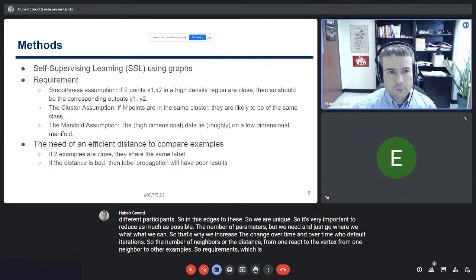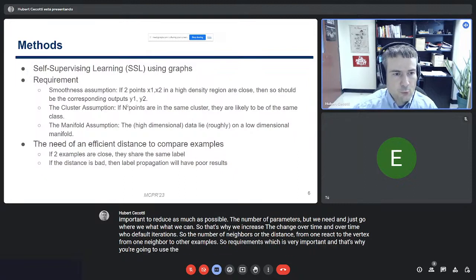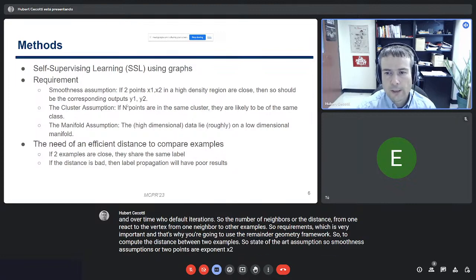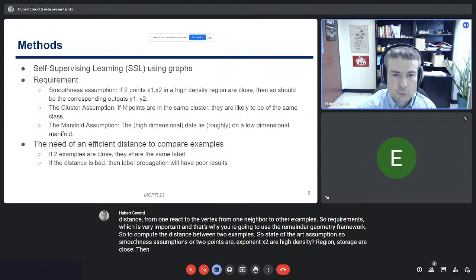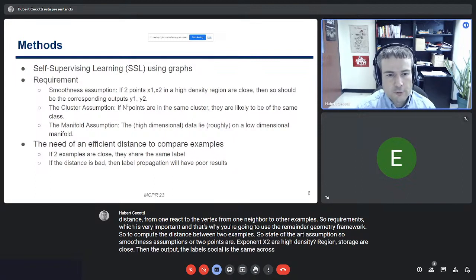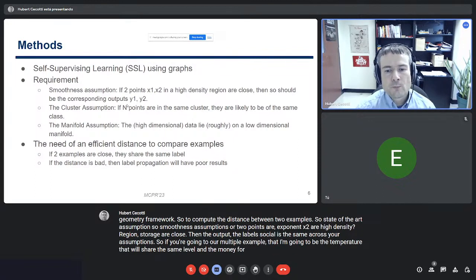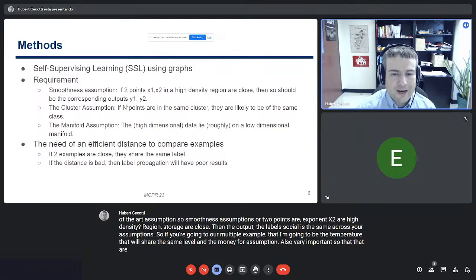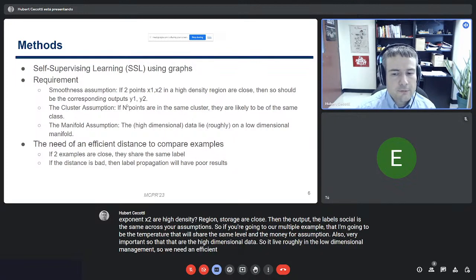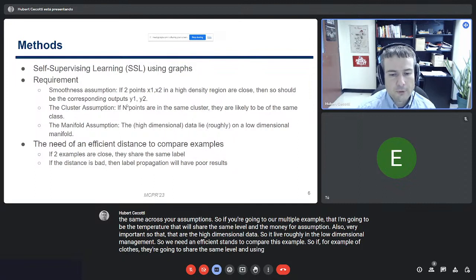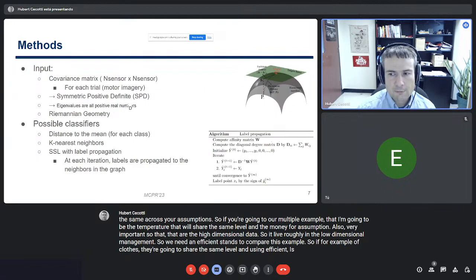So, requirements, which is very important, and that's why we're going to use the Riemann geometry framework to compute the distance between two examples. State-of-the-art assumptions: first, the smoothness assumption, so if two points x1 and x2 are in a high density region and they are close, then the labels should be the same. The cluster assumption: if multiple examples are in the same cluster, they're going to share the same label. And the manifold assumption, also very important: the high dimensional data lies roughly on a low dimensional manifold. So we really need an efficient distance to compare these examples. If two examples are close, they're going to share the same label, and using an efficient distance, label propagation is going to give good results.